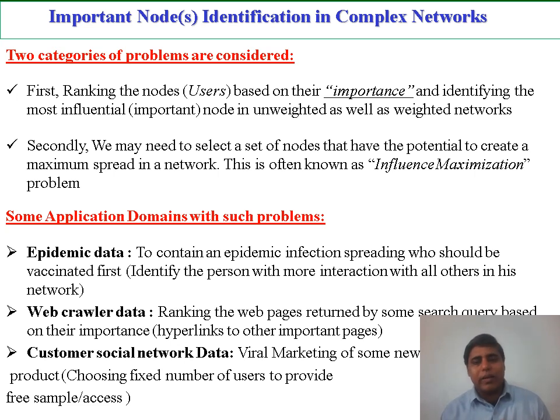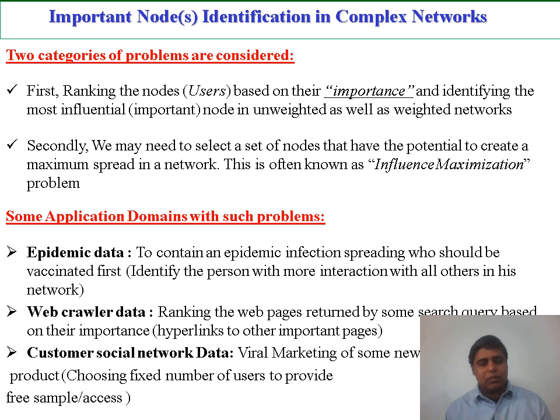In the case of viral marketing, suppose we want to give a limited number of free samples of a new product to customers or users. Then we need to identify the users to whom we can give it, so that through word of mouth the influence reaches a maximum portion of the network, and maximum people know about it. That situation can be handled when we consider it as an influence maximization problem, and we have to identify, instead of only a single person, a set of multiple persons. We call them seed nodes in a network.